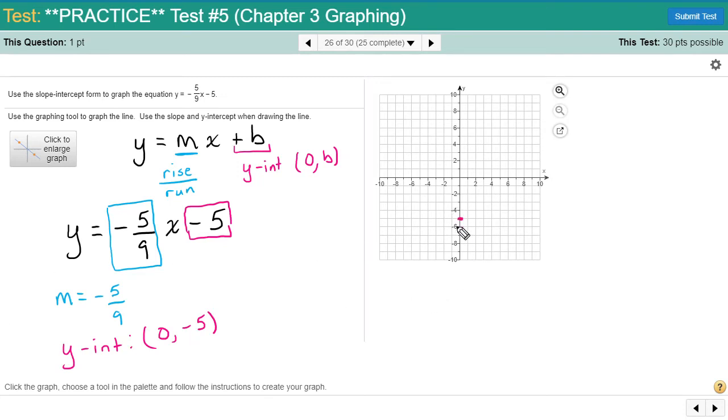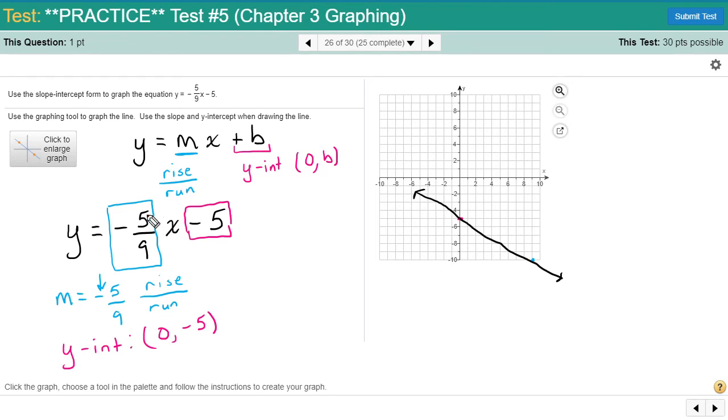And then from the y-intercept, you are going to use the slope to get to the next point. Remember, this is rise over run, but in this case, because the rise is negative, we're actually going to be falling 5 units. So let's drop 5 units. 1, 2, 3, 4, 5, and then we're going to run to the right 9 units. 1, 2, 3, 4, 5, 6, 7, 8, 9. So right there. And then all we have to do, if we were graphing this by hand, would be to use a straight edge to connect those 2 points. And there we have our line.